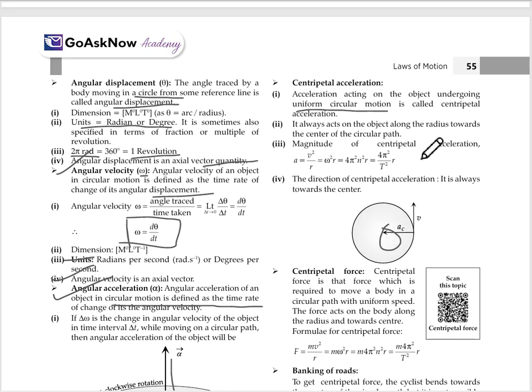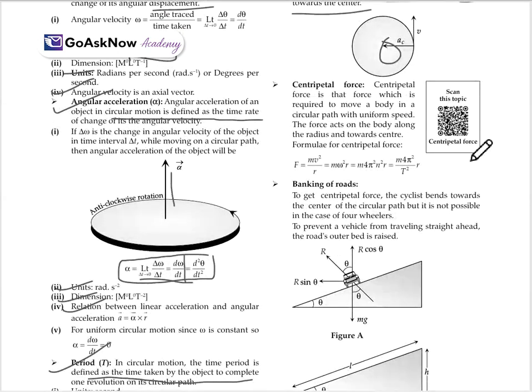The magnitude of the centripetal acceleration is equal to v square upon r, which is equal to omega square r, which is also equal to 4 pi square upon T square times r. The direction of the centripetal acceleration is always towards the center, as I already mentioned. Now the centripetal force is that force which is required to move in a circular path with uniform speed. The force acts on the body along the radius toward the center. Then F is equal to m v square upon r. When we put in all the values, we get m times 4 pi square upon T square times r.